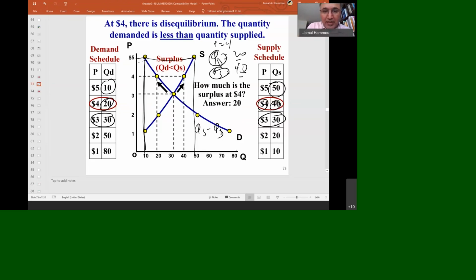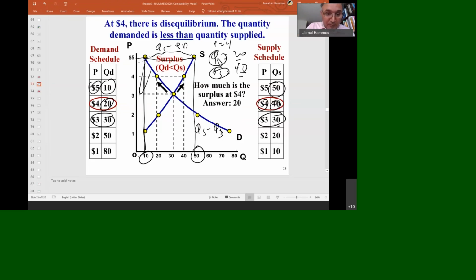How much is QS minus QD? The difference. It means if I'm selling this product, I'm producing 50, and people only buy 10 if I charge $5. Then the price will have to go down to the equilibrium. Okay? So that's a surplus.